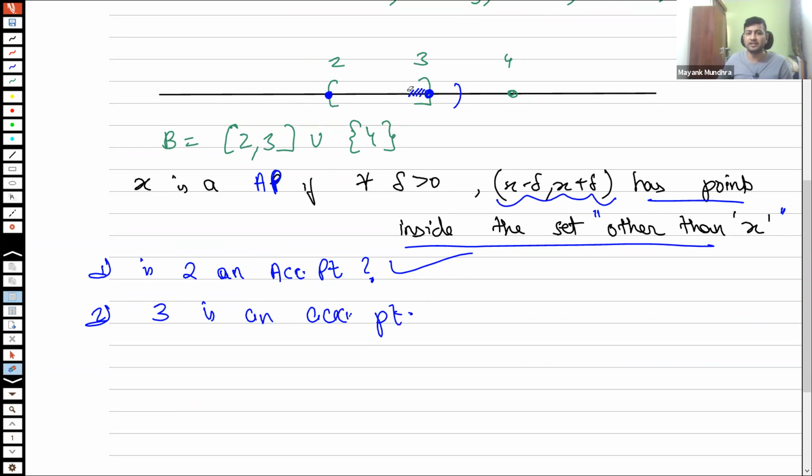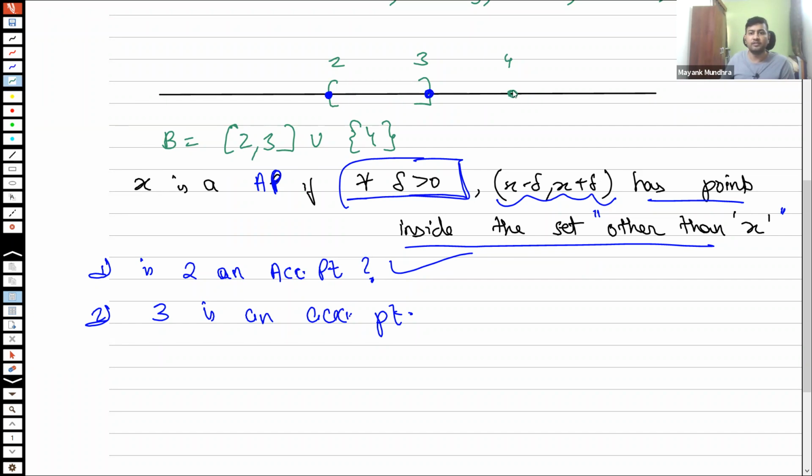Okay, the definition is simply saying that if you construct any delta neighborhood, it could be this long or this long or this long, no matter how small or how long you construct it to be, it should have points inside the set apart from 3. I don't know if you guys are sitting with a notebook or not, but you should really be sitting with a notebook.